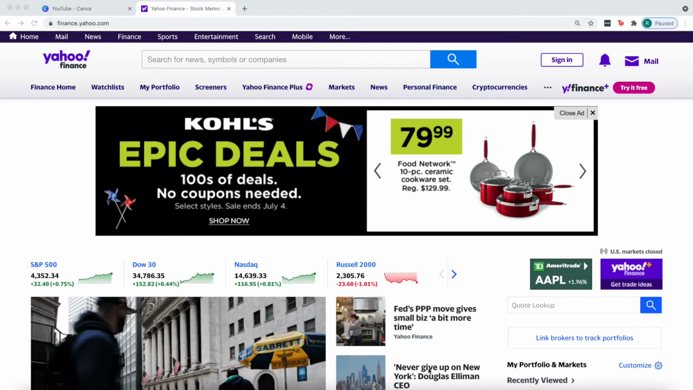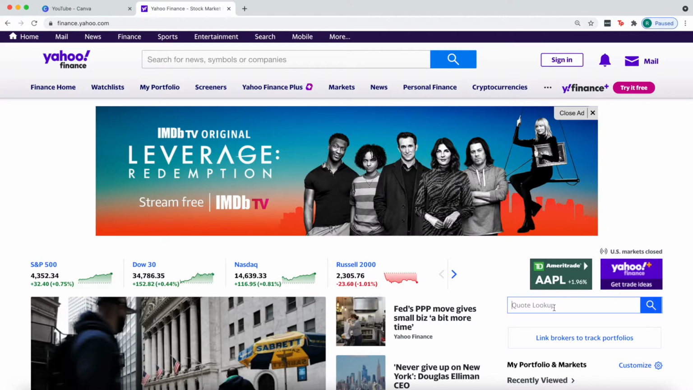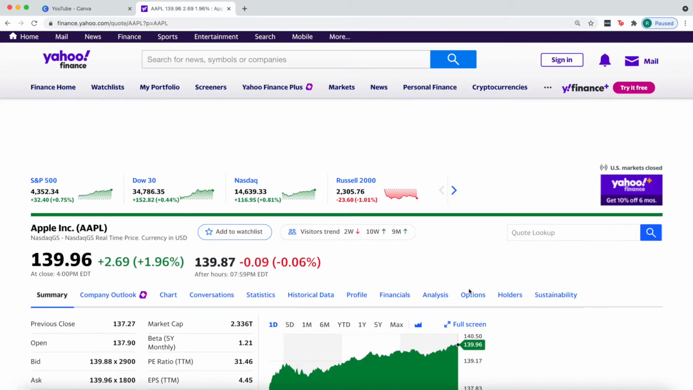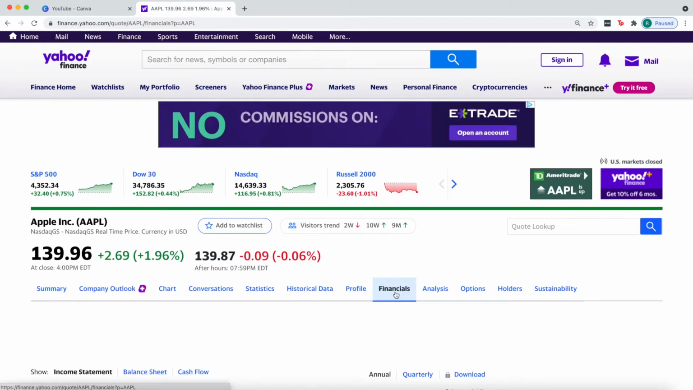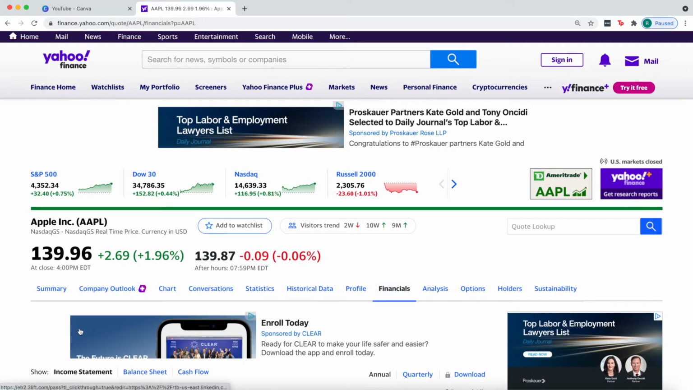So, essentially, the best way to go about doing this is go to the right-hand side of your screen and look up the equity in question. For simplicity purposes, we're going to look up Apple. So once you click over on the equity that you want, you're going to go over to your financials section. Once you click on the financials section, you'll pull up the income statement.